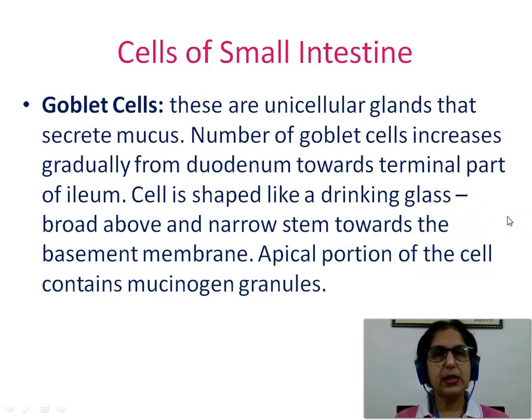Next we study the goblet cells. These are unicellular glands that secrete mucus. The number of goblet cells increases gradually from duodenum towards terminal part of ileum. The cell is shaped like a drinking glass, hence called a goblet, broad above and having a narrow stem towards the basement membrane. The apical portion of the cell contains mucinogen granules.